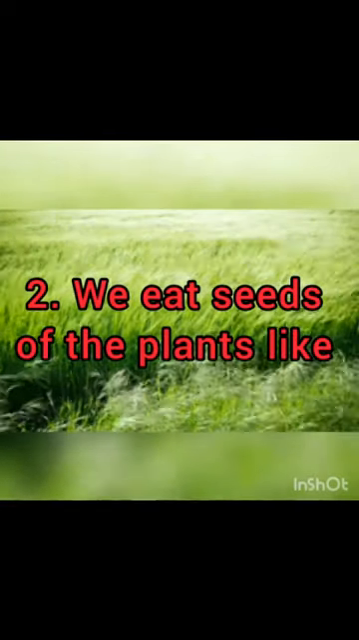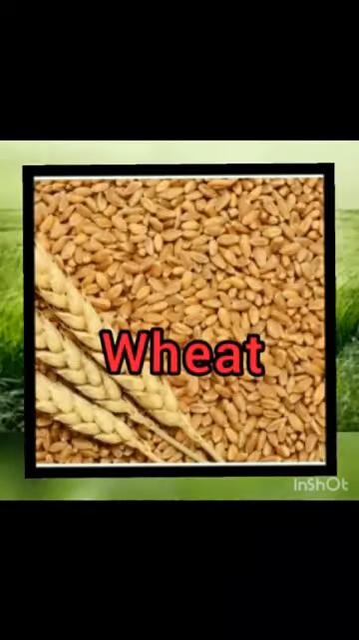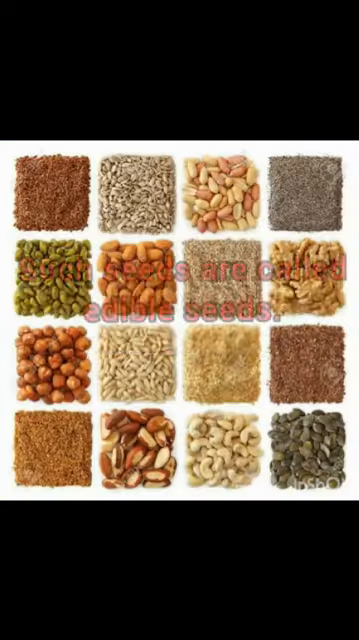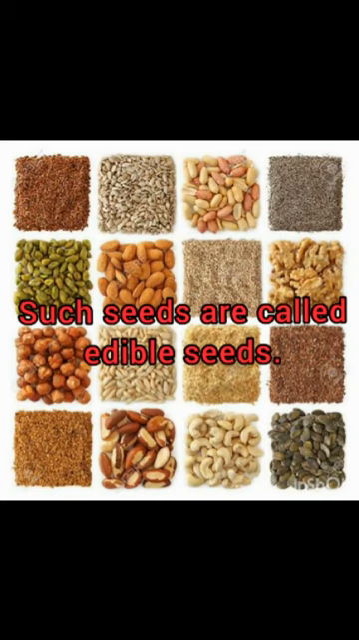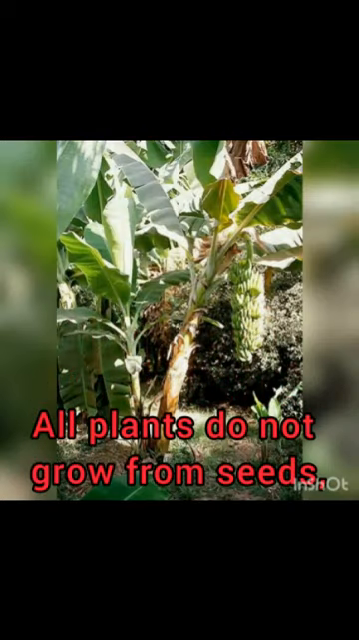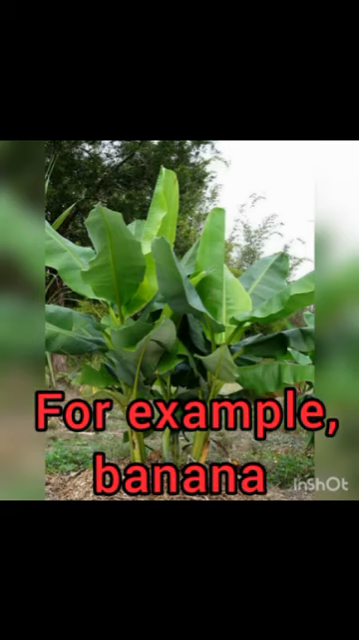We eat seeds of plants like wheat, rice, corn, and gram. Such seeds are called edible seeds. All plants do not grow from seed, for example, banana.